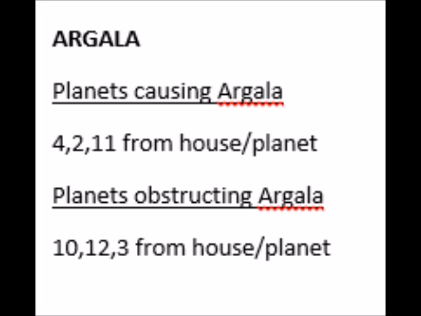Now, so far we have discussed primary Argalas. Then there is something called secondary Argalas, and they are called secondary because they may not have such a powerful influence as the primary Argalas, which are the 4th, the 2nd and the 11th from the house in question. So Sage Parashara describes another kind of Argala, which may not be as powerful as the primary Argala, and he says that the secondary Argala is the 5th house from that house in question.